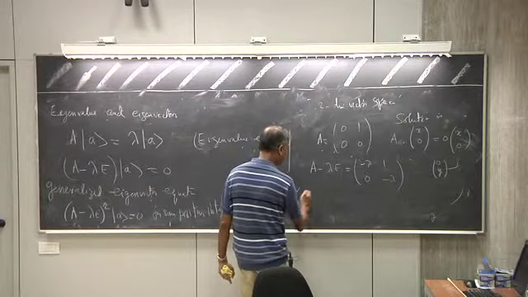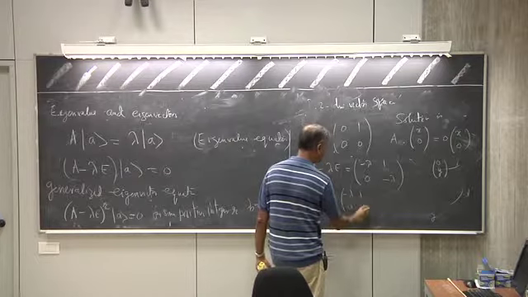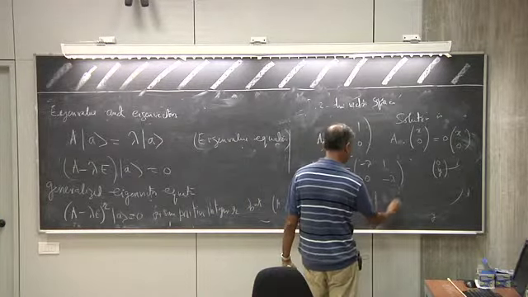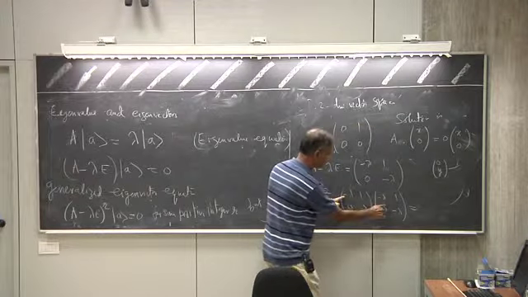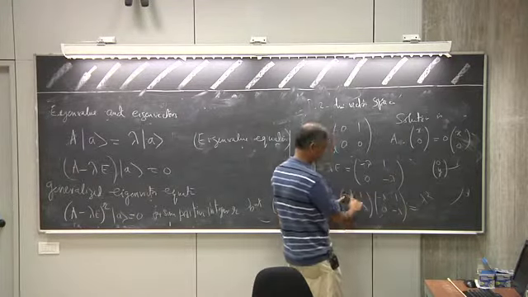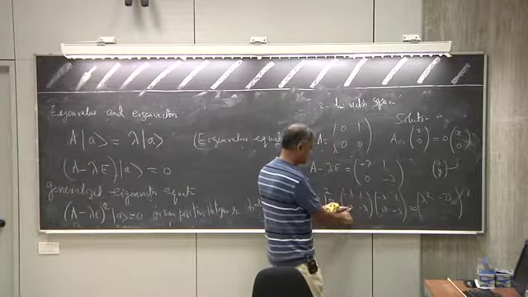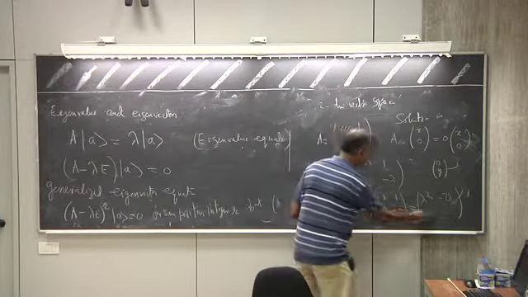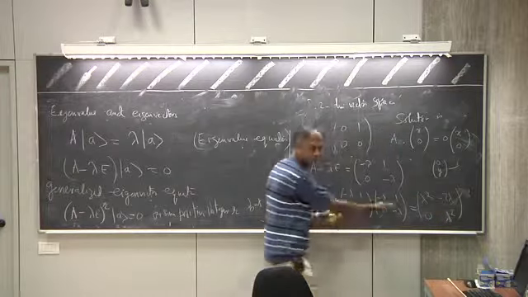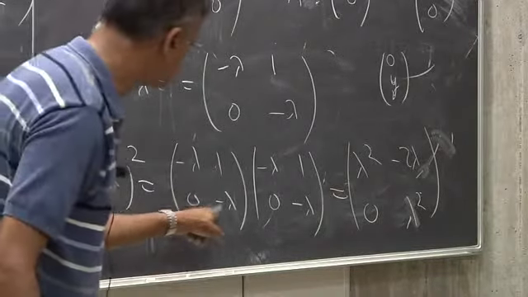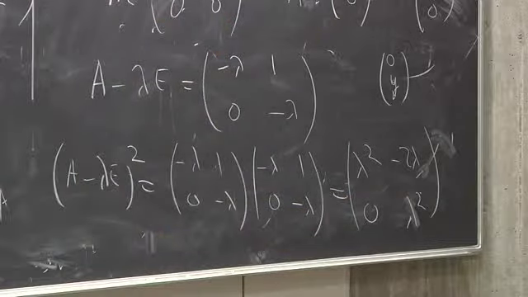So A minus lambda times identity squared is the square of this matrix. If you multiply this, you get lambda square here, and that one will give you minus 2 lambda. Here you get 0, and the last one you get lambda square, right? I just took the matrix multiplication. So this row with that column will give you 0. This row with that column gives you lambda square.